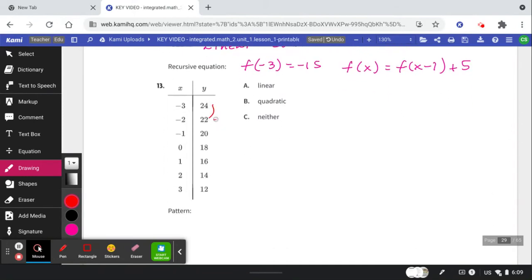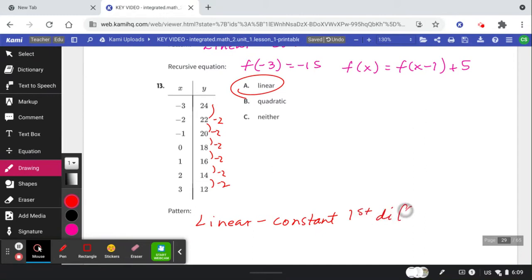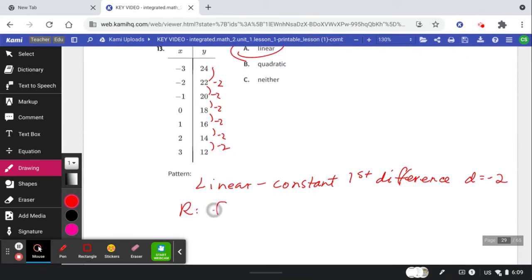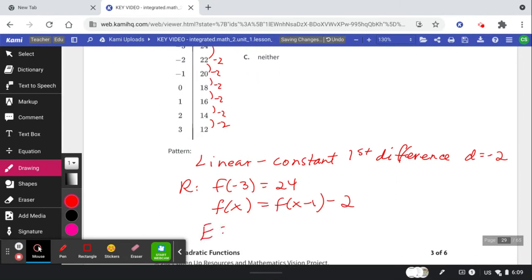Next one is going down. That means the pattern is also linear because of that constant first difference of subtracting 2. The recursive, f of -3 equals 24, f of x equals f of x minus 1 minus 2. Explicit as a bonus.